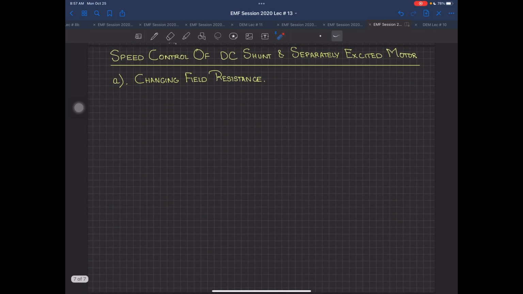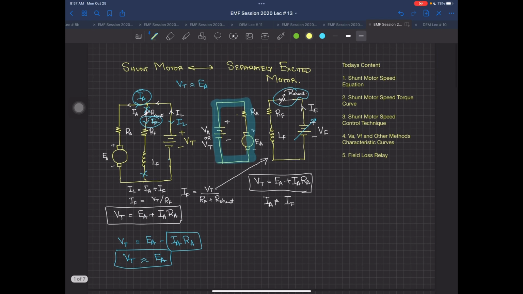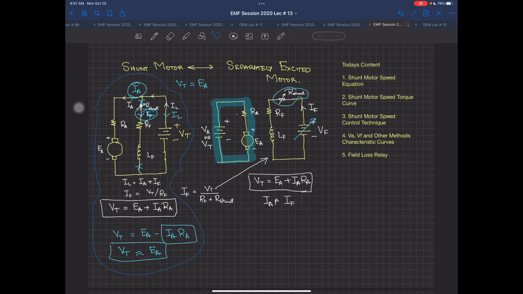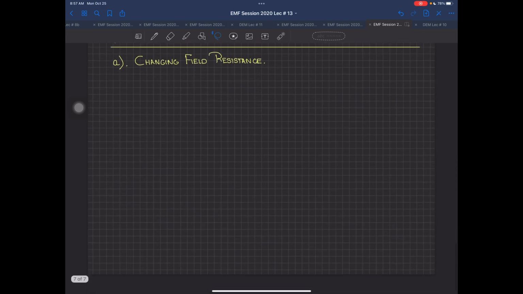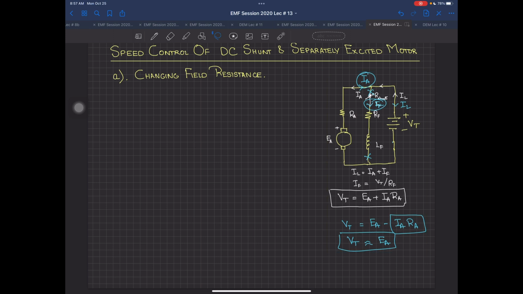Now, coming on to the speed control. This is very, very important, and I am going to do the difficult part first, because I have less time. The first thing over here is field resistance. Let me just copy this diagram, which is a very important diagram. I am not talking about the generator, I am talking about the motor over here.